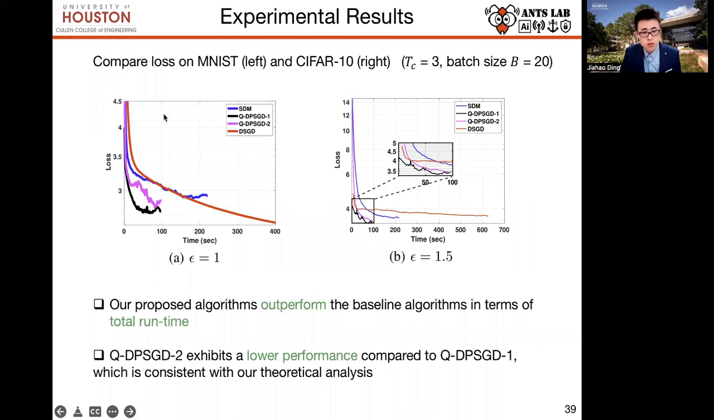And here is the experiment result on MNIST and CIFAR10. We can see that our proposed algorithms, like this one and this one, can outperform the baseline algorithms in terms of total runtime, and this loss is over runtime. The utilization of quantization and the deadline-based scheme can reduce the communication cost while mitigating the strict delay problem. And the second algorithm has lower performance compared to the first one, which is consistent with our theoretical analysis.